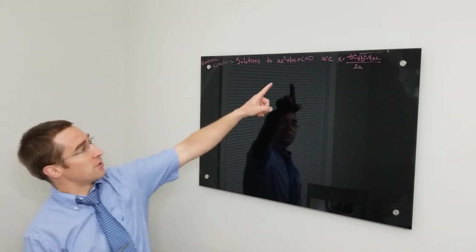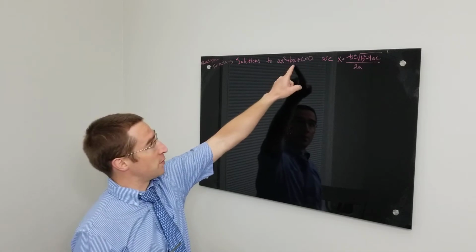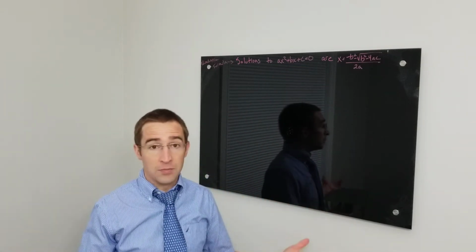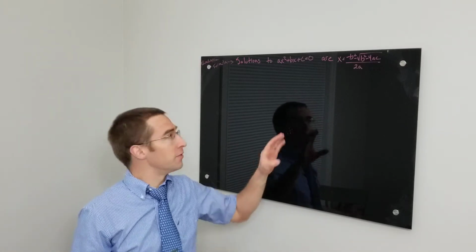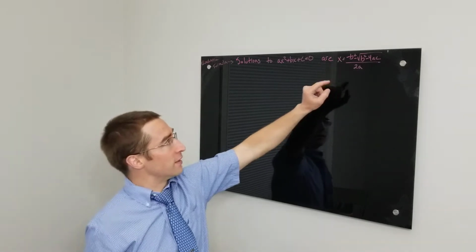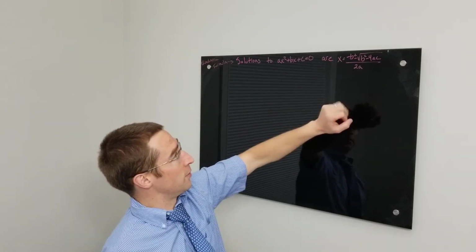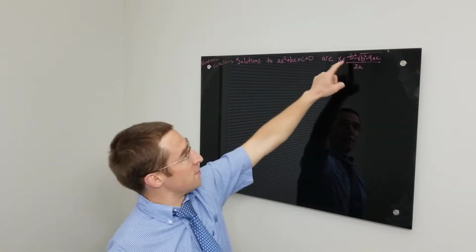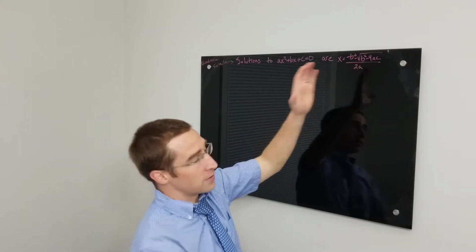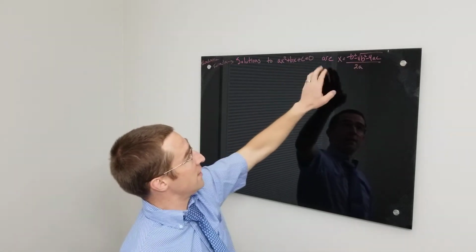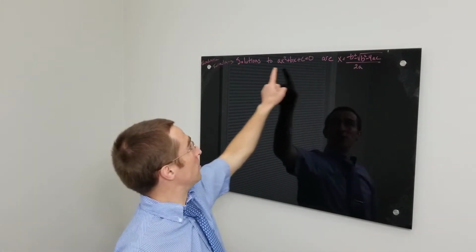It gives solutions to any equation of the form ax squared plus bx plus c, where a, b, and c are just numbers, as long as a is not 0. If a is 0, it's no longer quadratic. You get the solutions by saying x equals negative b, the opposite sign of whatever b is, so if b is negative, then this is positive, plus or minus the square root. Inside the square root is b squared minus 4 times a times c, and all of that's divided by 2 times a.